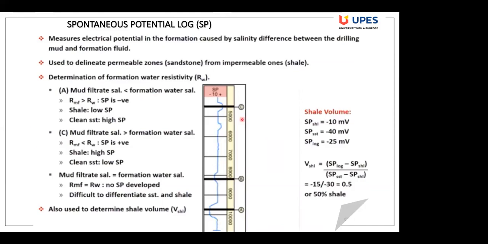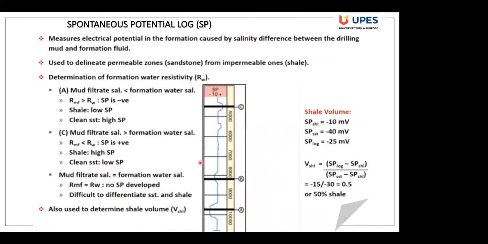So the theoretical maximum deflection of SP opposite to the permeable beds is called static SP, or SSP. In these three cases, A, B, and C, in the first case A, the mud filtrate salinity is less than the formation water salinity, so SP is showing negative. For shale, low SP. For clean sand, it will show high SP. In case C, it is showing positive SP. Here, the mud filtrate salinity is greater than the formation water salinity. So if it is shale, it will show high SP. If there is clean sandstone, it will show low SP.